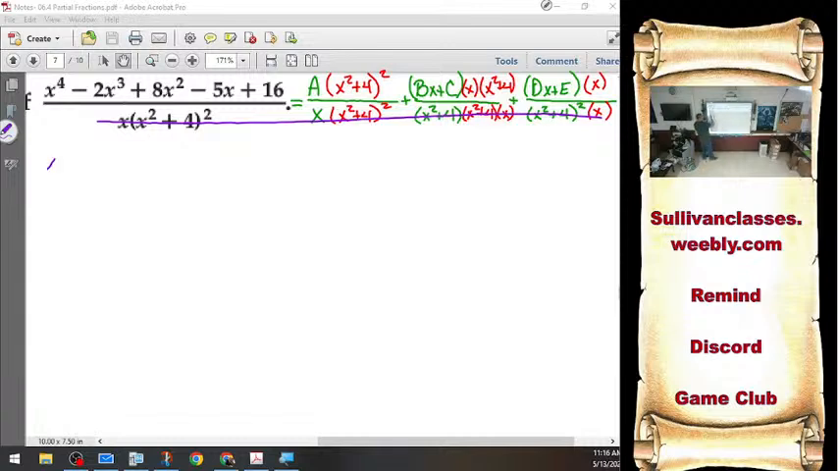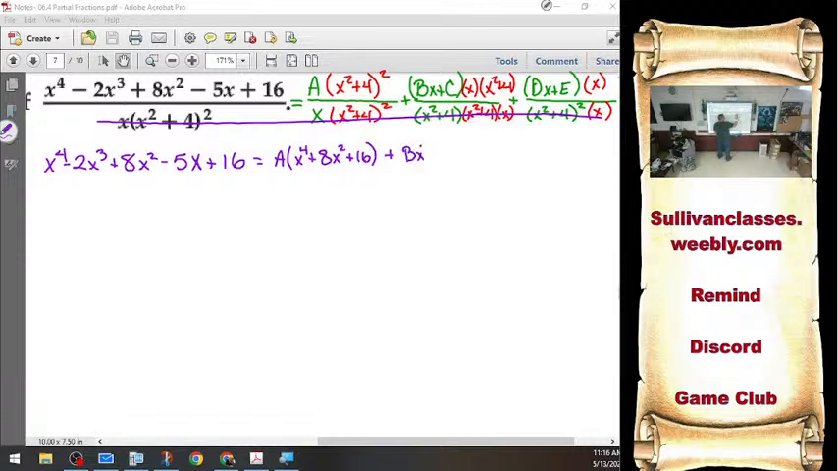We have x to the fourth minus 2x to the third plus 8x squared minus 5x plus 16, that's an x, is a times the quantity x to the fourth plus 8x squared plus 16, plus bx squared plus cx times x squared plus 4, so I just distributed the x into one of them, plus dx squared plus ex, distributing one of them. So I'm taking this in stages.